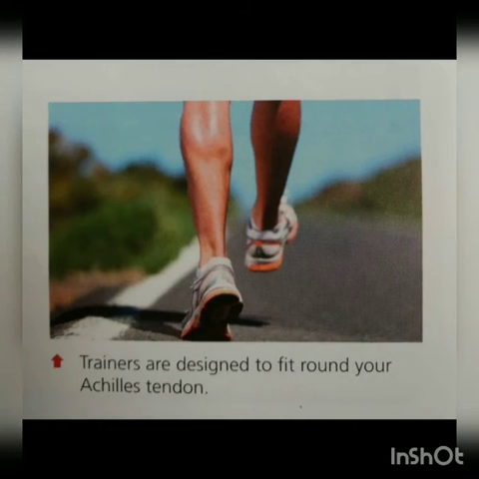As you all can see in this diagram, calf muscle trainers are designed to fit around your Achilles tendons. So these are the longest tendons in our body. The Achilles tendons connect our heel bone to the calf muscles.